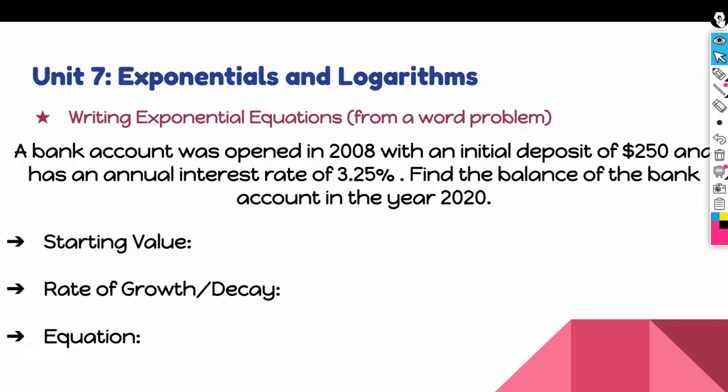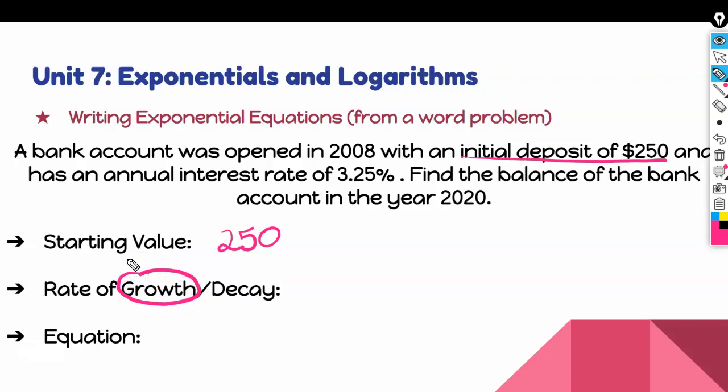Starting value, you need that. Here, our starting value is our initial deposit of $250. So I'm going to put 250 right here. It is saying that it has an annual interest rate of 3.25%. In a bank account, if the bank account is paying you interest, that means that the money in the bank account is going up. So here, that's going to be growth.